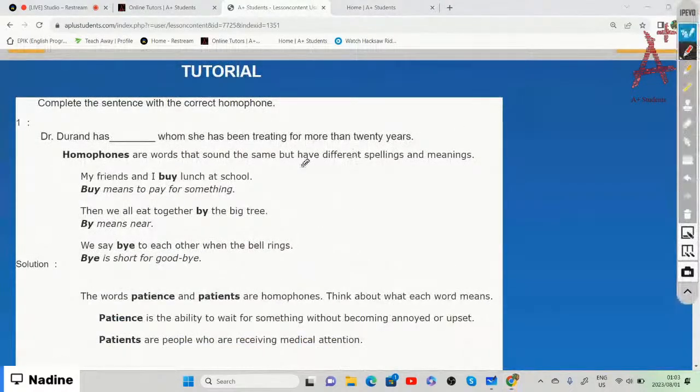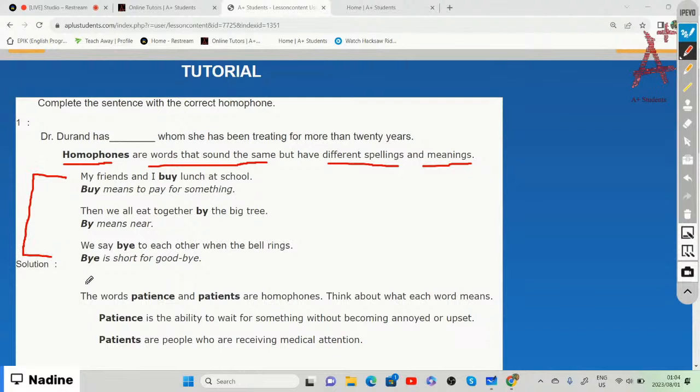Okay, it says homophones, right? Homophones are words that sound the same, but they have different spellings as well as different meanings. So the sound is the same, but the spelling is different as well as the meaning of these words. So once again, homophones are words that sound the same, but the spellings are different as well as the meanings are different.